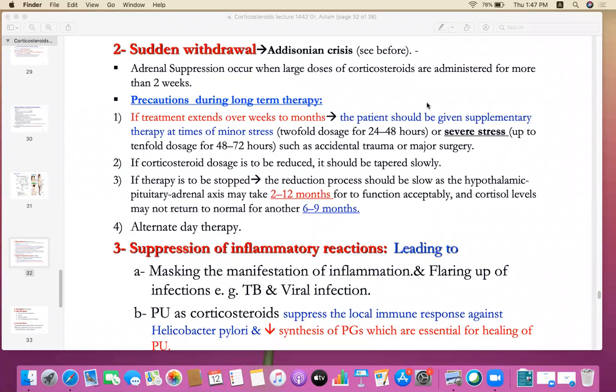And what are the precautions during long-term therapy? If the treatment extends over 2 weeks to a month, the patient should be given supplementary therapy at the time of minor stress, as we discussed. Two full doses for 24 to 48 hours, and when there is severe stress, up to 10 fold in the case of accidental trauma or major surgery.